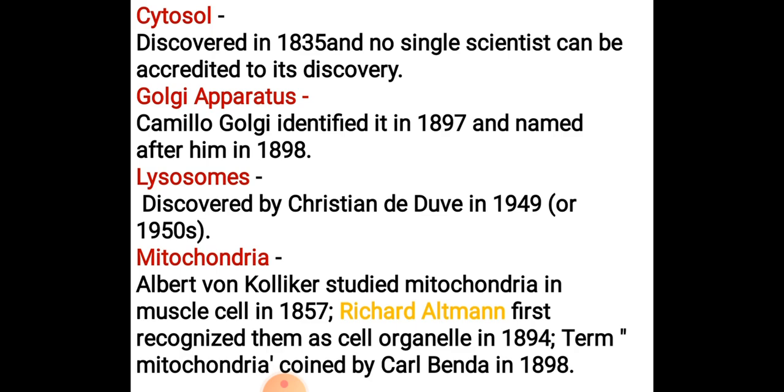Next is your mitochondria, that is known as the powerhouse of the cell. Okay, Albert von Kolliker studied mitochondria in muscle cells in 1857. Then Richard Altmann first recognized them as cell organelles in 1894, and the term mitochondria was coined by Carl Benda in 1898. So you have to remember the names of 3 scientists while studying mitochondria. Okay, Albert von Kolliker, then Richard Altmann and Carl Benda.